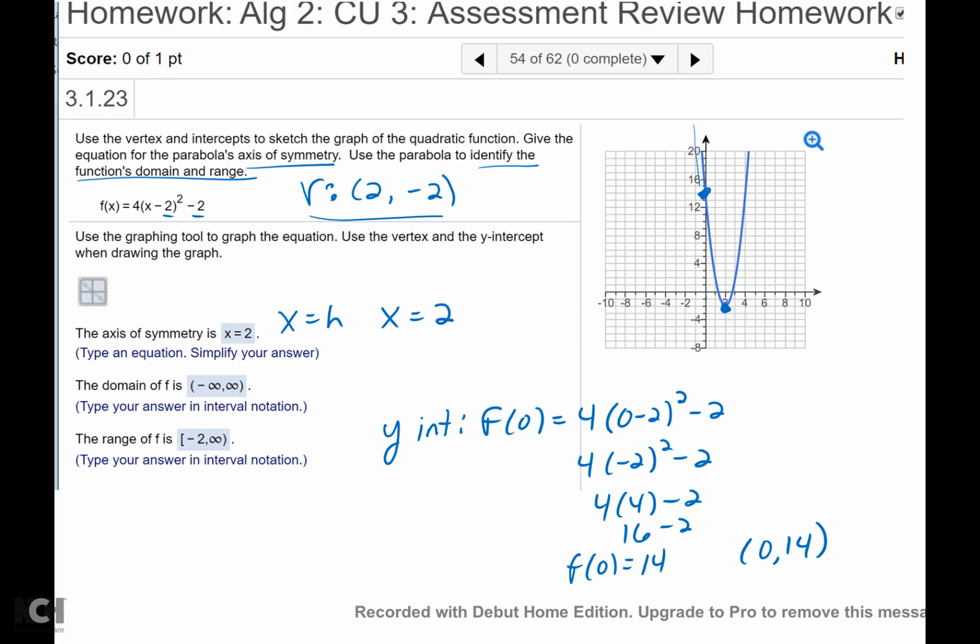Your domain, you can't block it left to right, so my domain is negative infinity to infinity. The range, if I block it from bottom to top, the range starts right there at negative 2 and goes forever up. So it starts at negative 2 and goes to infinity.